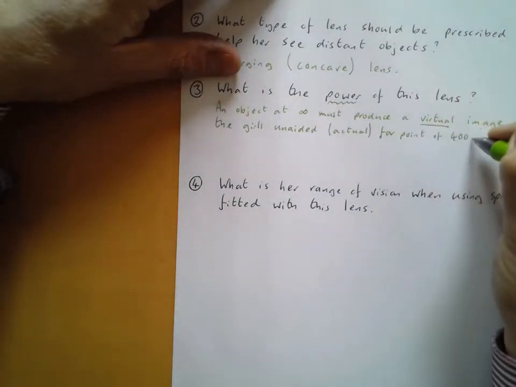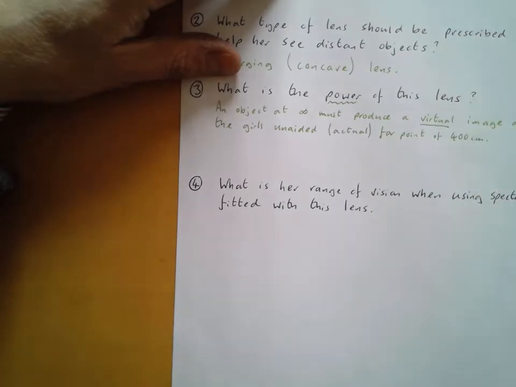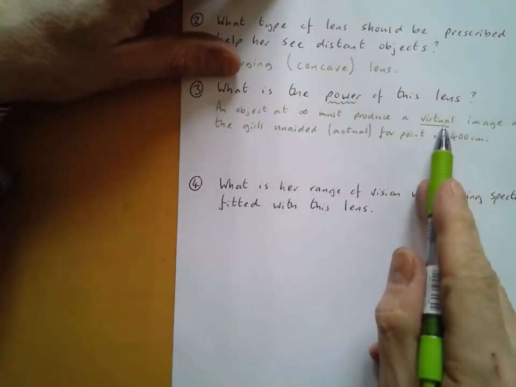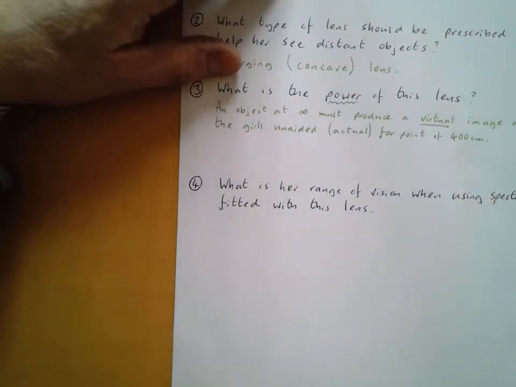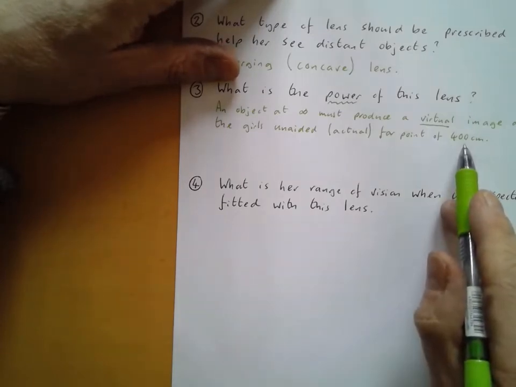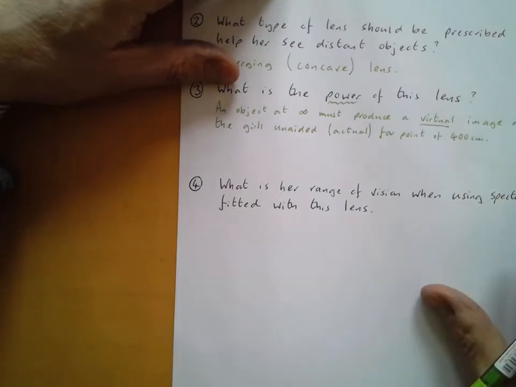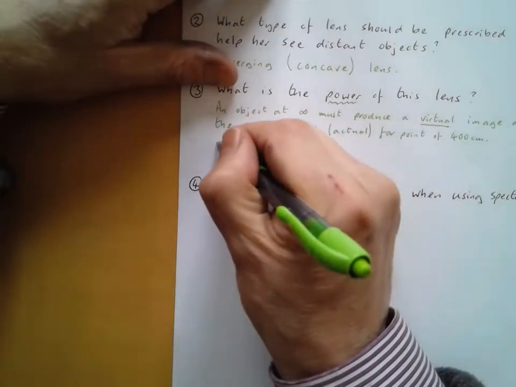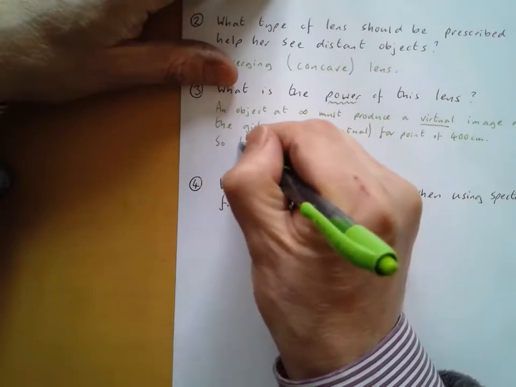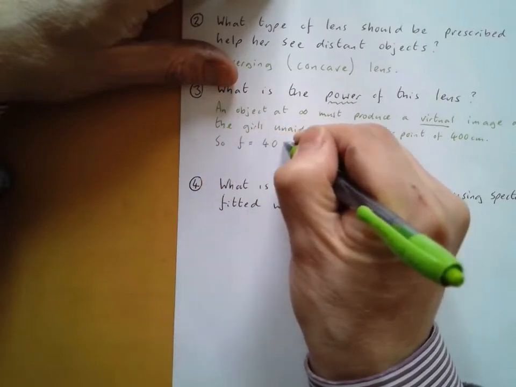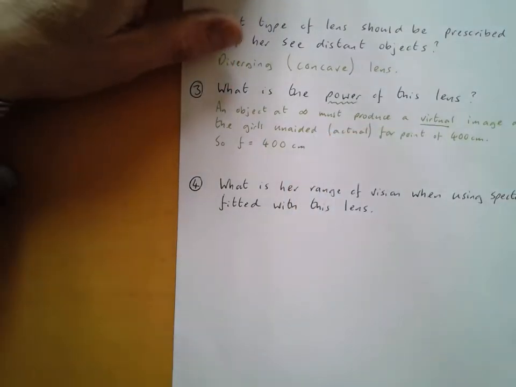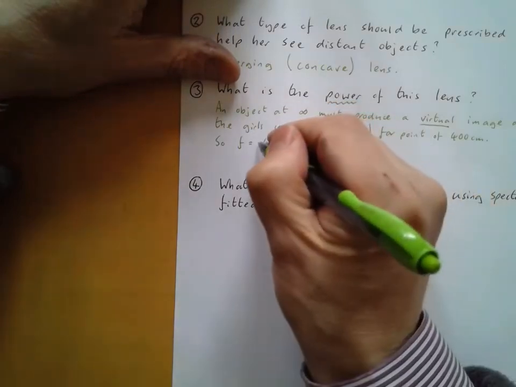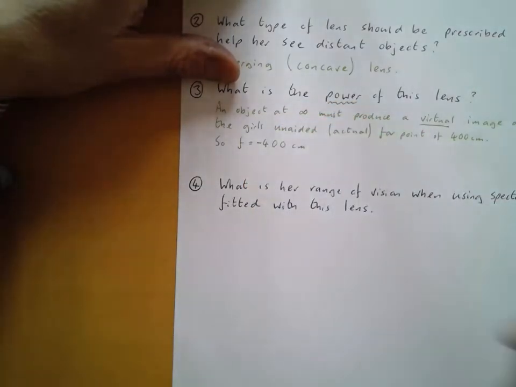Which is at 400 centimeters. So object at infinity, virtual image at 400 centimeters. The object is at infinity, therefore the rays at the lens are parallel, therefore the image at 400 is at the focal point, and therefore the focal length is 400 centimeters. Okay, but it's a diverging lens, so f must be equal to negative 400 centimeters.